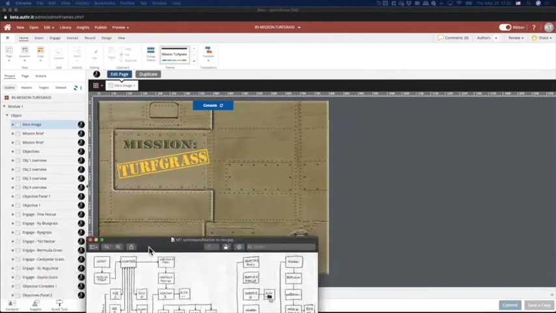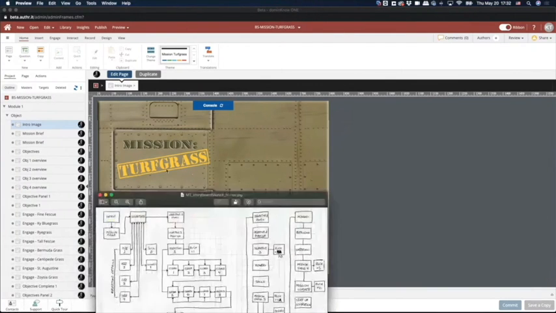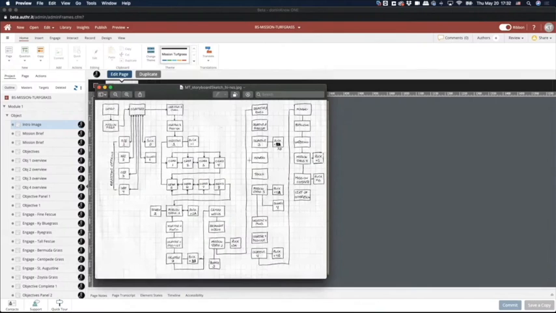Let me see if I can pull this up. Oh yeah, it's showing. There we go. Nice fit right there.